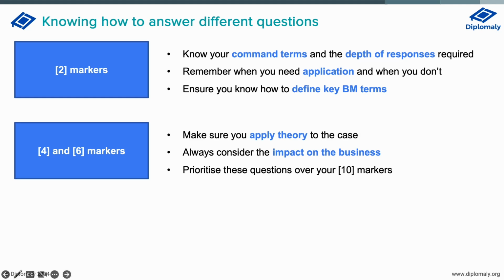The next common type are 4 and 6 markers. 4 markers are very common, with 6 markers occasionally showing up on the paper 1. If you are aiming for a level 7, you should mostly be getting 4 out of 4 on these questions, with the occasional 3 out of 4.